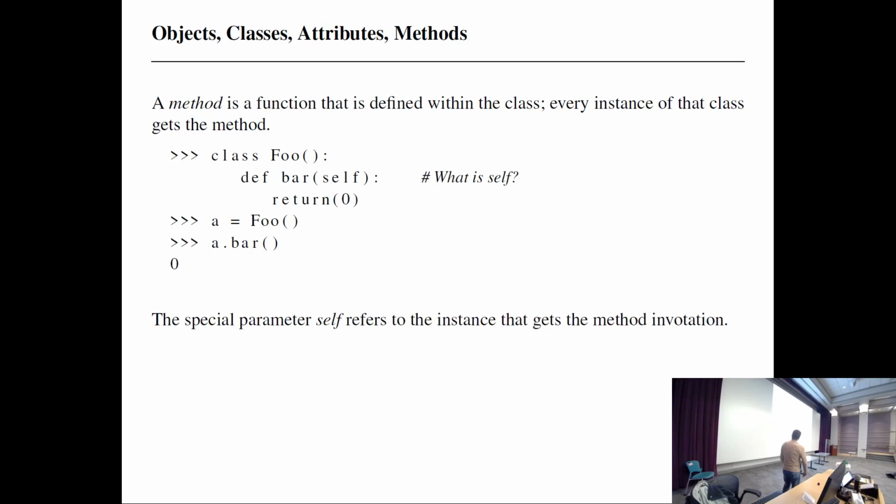So the special parameter self refers to the instance of class foo that gets the method invocation. So when you just look at this invocation here, you can sort of think of this as the function bar invoked on A and any other arguments that were added to it. Okay, is everybody sort of clear on this? We'll do an example that sort of helps bring all this together.